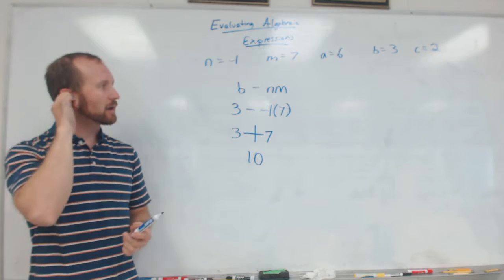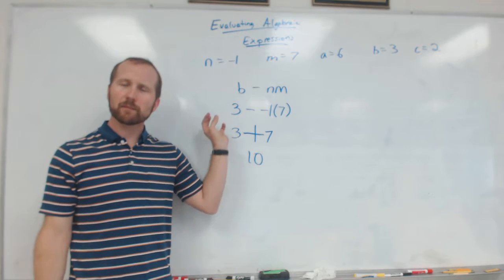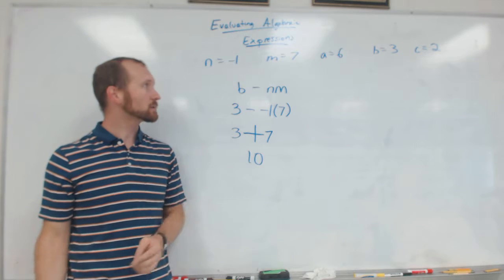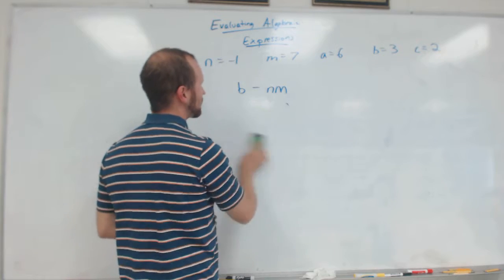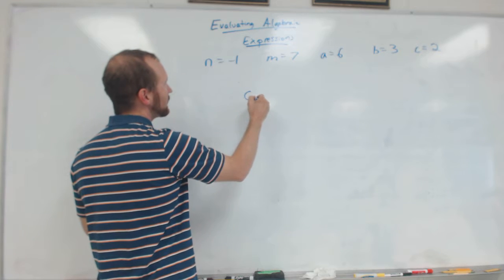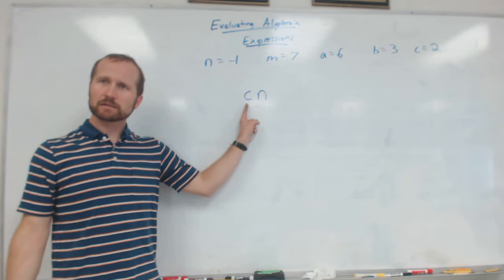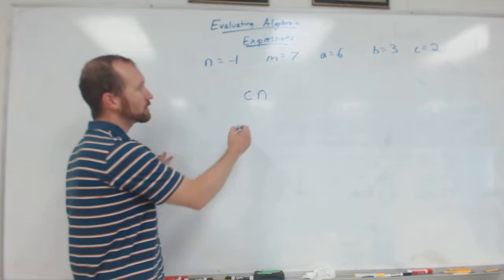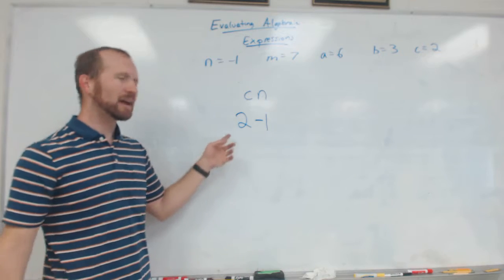So do you see? It's really important, because when you look at these, sometimes you think, am I multiplying? Am I adding? You have to keep track of what operations you're doing in each case. Right? What if I had something like this? This is going to look a little funny when we plug it in. What if I had cn? What does this mean? c is 2, so times n. So we have 2 times 1 is 2.